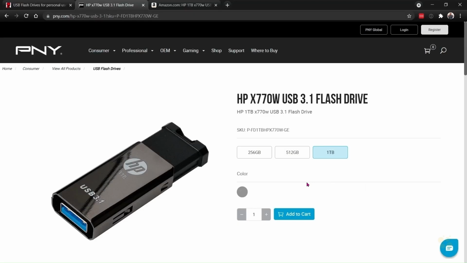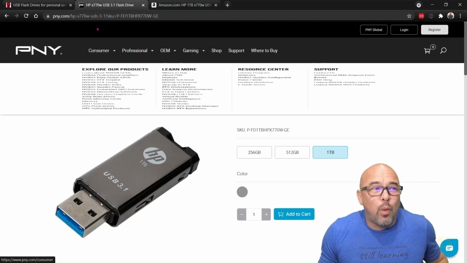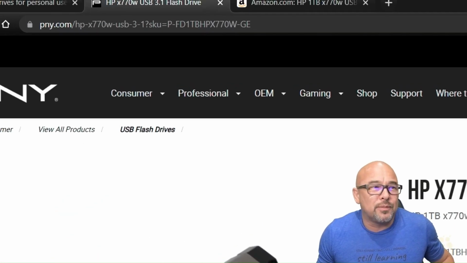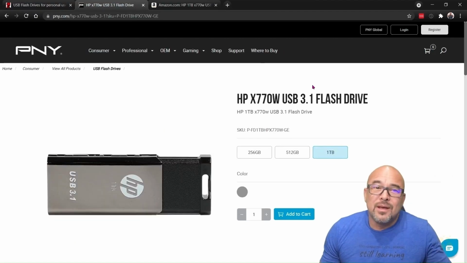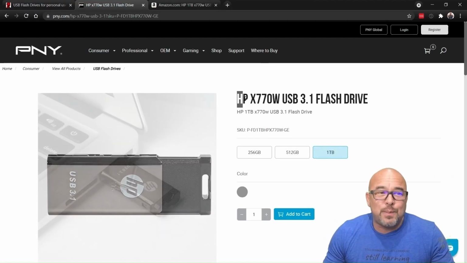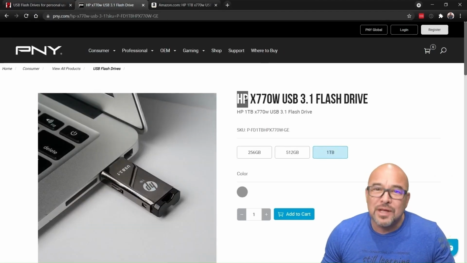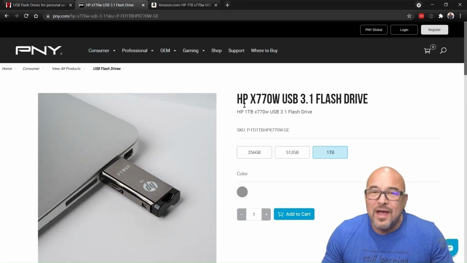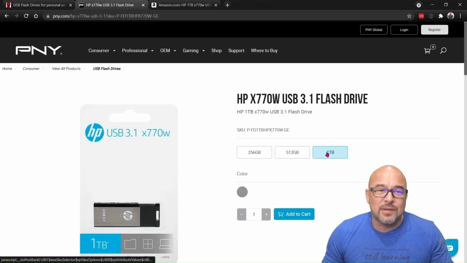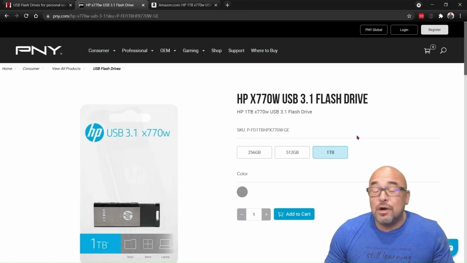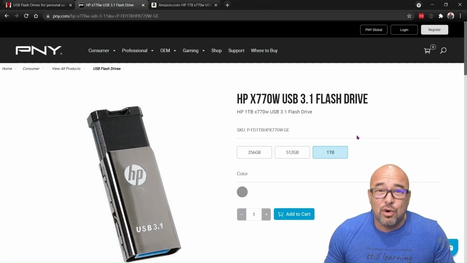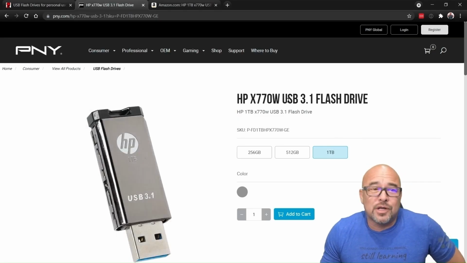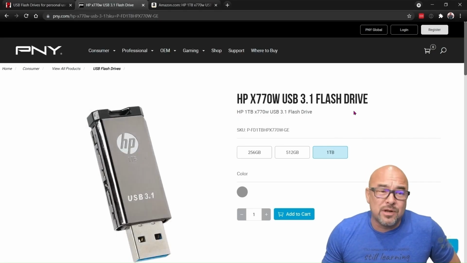All right, so I decided to go ahead and take you here to pny.com, and you can see the URL up there. They make the USB flash drives for HP. Used to be called Hewlett-Packard in the old days, but they just changed the name to HP many years ago. I guess it's easier to say and spell. Anyway, look at the size of this thing. 1 terabyte in size. This is the largest one I've seen as of this recording. Maybe there's going to be larger ones coming up. Look, it's also USB 3.1, so it's extremely fast.